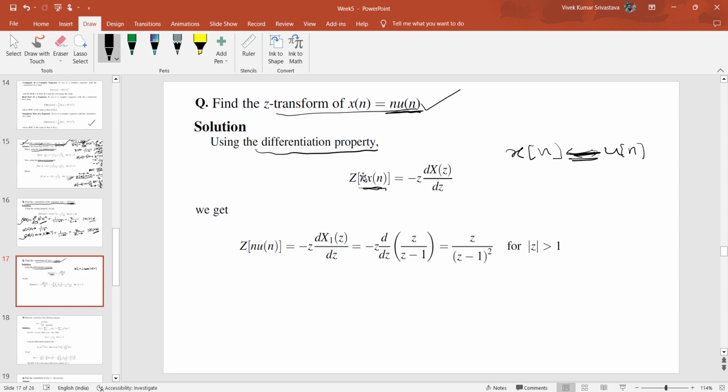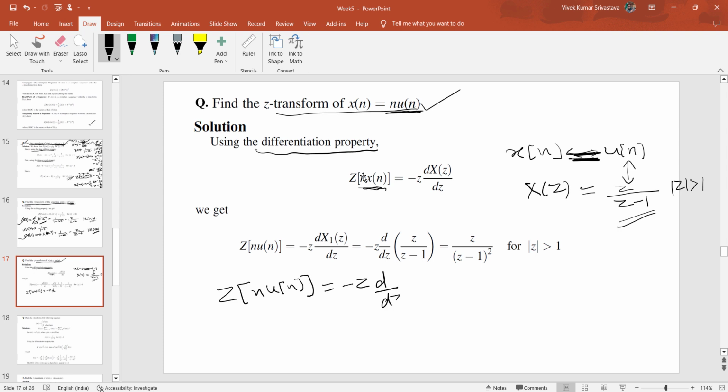Okay, this will be equal sign. So corresponding to that, we know that the X of z is defined as z over z minus 1, where ROC will be mod of z greater than 1. Okay, so by using this we can easily evaluate the z transform, which will be defined as minus z d by dz of z over z minus 1.